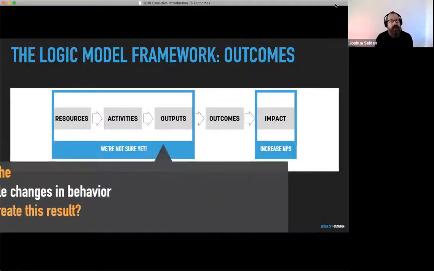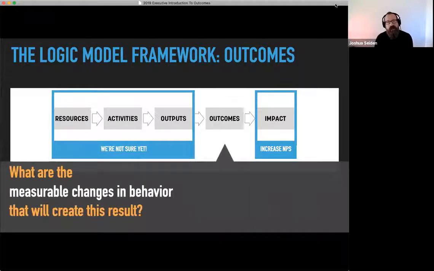And so we started with the first of the magic questions, which was to ask, what are the measurable changes in customer behavior or user behavior or staff behavior that will create this result? What are the things people do that lead to an increase in net promoter score? And to answer this question, to understand what are the behavior changes that we want to promote, we needed to understand what the current behavior of people in the system was.